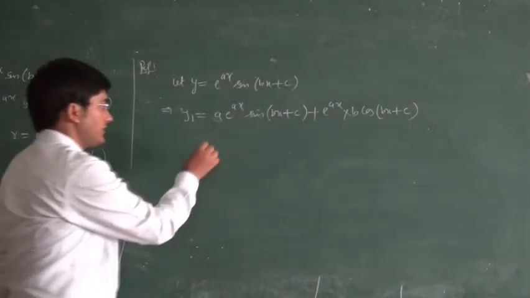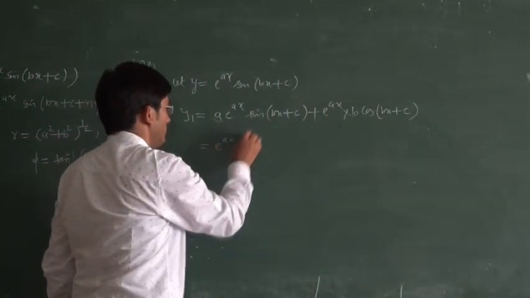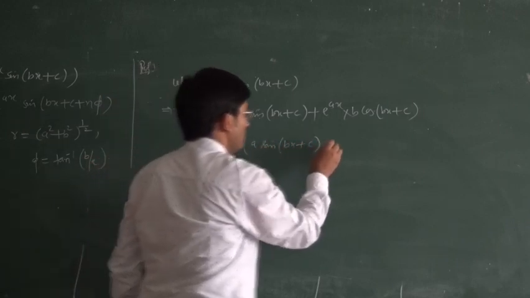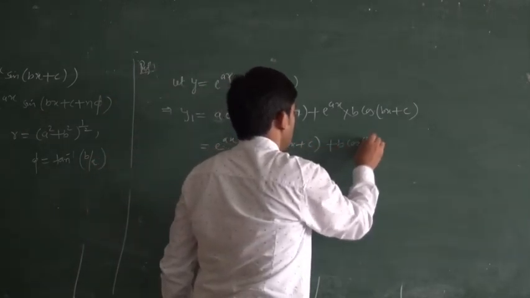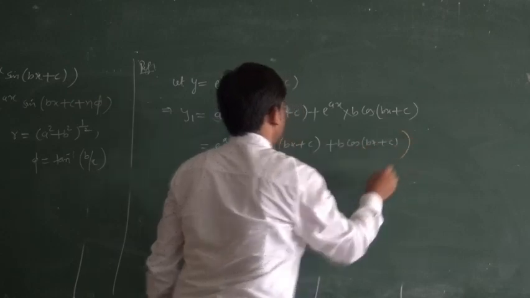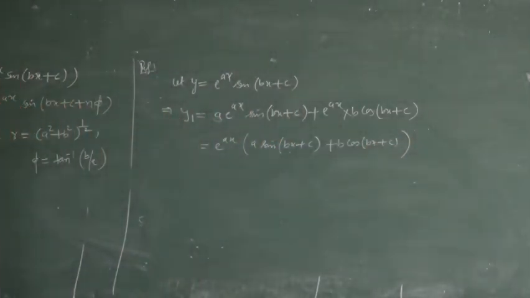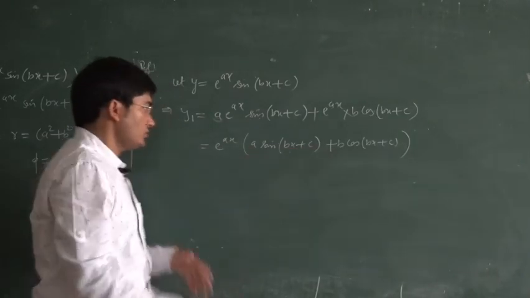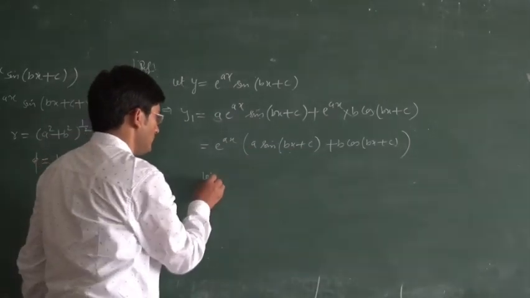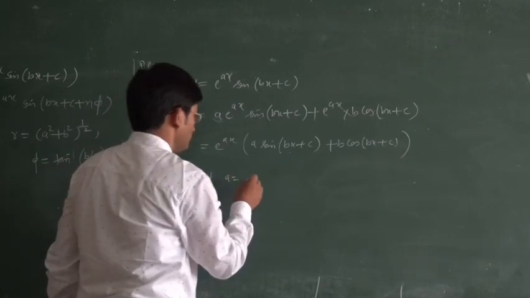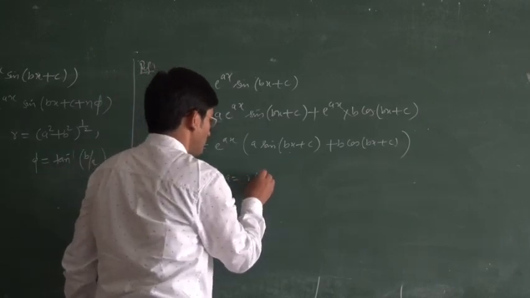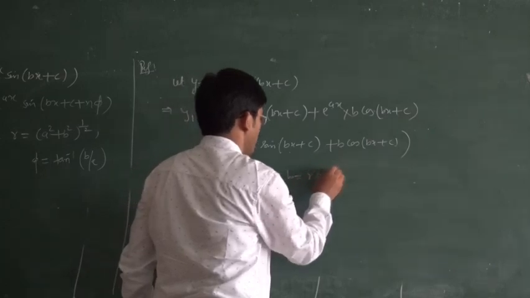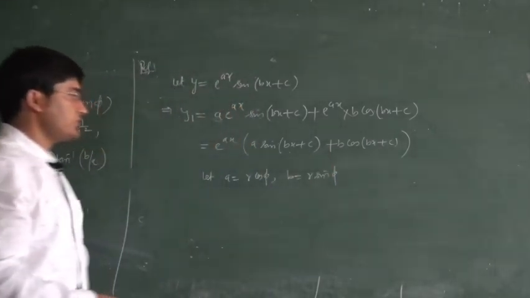Let us take e^(ax) common. So we have a sin(bx+c) plus b times cos(bx+c). Now we want to simplify this term. So for this, let us assume a equal to r cos phi and b equal to r sin phi. Let us assume these values.